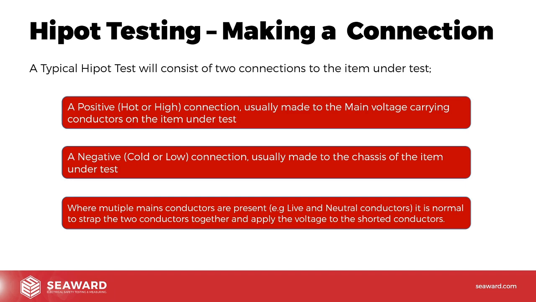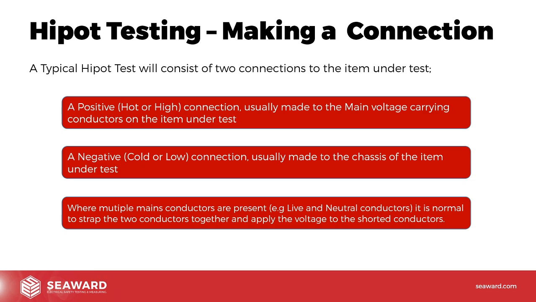Now, the Hipot test typically will consist of two connections to the item that we're testing, essentially a positive end and a negative end. So the positive end is usually made to the main voltage carrying conductors of the item under test. So typically we apply this to the live and neutral conductors. And then we also have our negative or return end, which generally will then be applied to either the earth return, as in the earth cable, or to the chassis of the item under test.